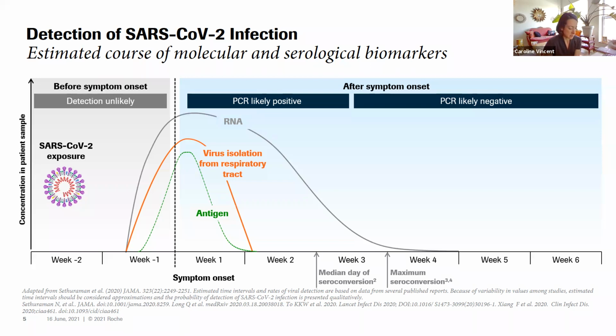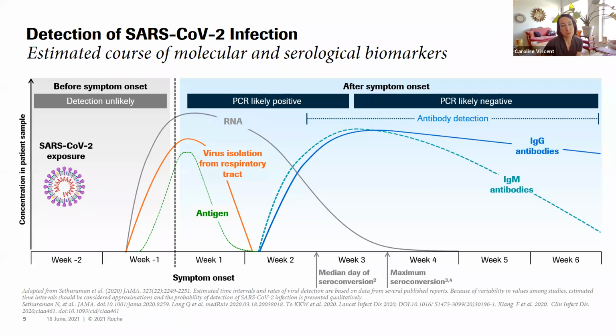This is because PCR has a much higher analytical sensitivity, and it's also the gold standard for the detection of SARS-CoV-2 infection. Then around 2 weeks after the onset of symptoms, we have IgG and IgM antibodies that will start to appear in the blood of the patient. Based on the data that's available so far, circulating antibodies against SARS-CoV-2 remain detectable for at least 8 to 12 months after a natural infection.